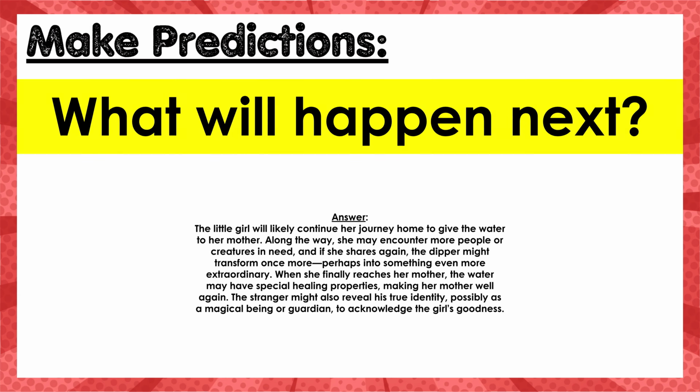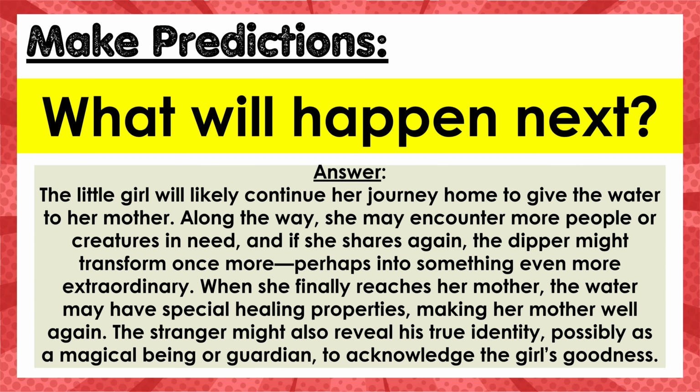What will happen next? Possible answer: the little girl will likely continue her journey home to give the water to her mother. Along the way, she may encounter more people or creatures in need. And if she shares again, the dipper might transform once more, perhaps into something even more extraordinary. When she finally reaches her mother, the water may have special healing properties, making her mother well again. The stranger might also reveal his true identity, possibly as a magical being or guardian to acknowledge the girl's goodness.